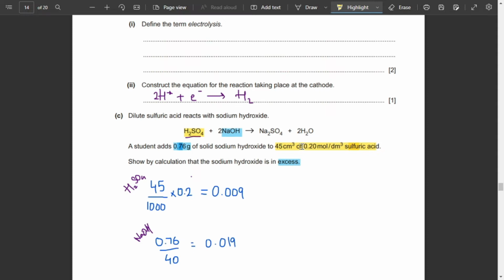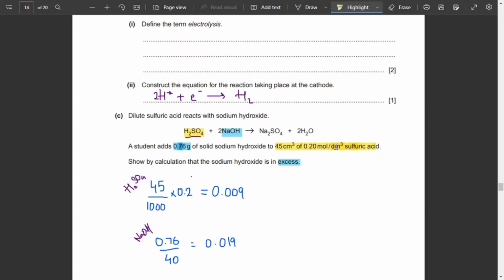Now what did I do is, since we know the formula for finding moles, moles is basically equal to concentration times volume. So that's what I did here. Since the volume was in cm cube, I divided it by 1000 to convert it to dm cube, and then multiplied it with 0.2. Why convert it to dm cube? Because 0.2 mole per dm cube is given to us over here.